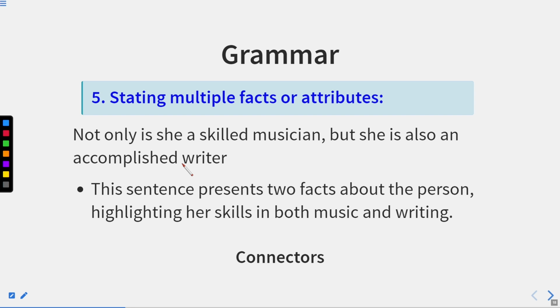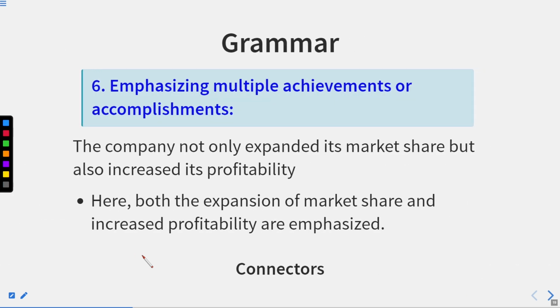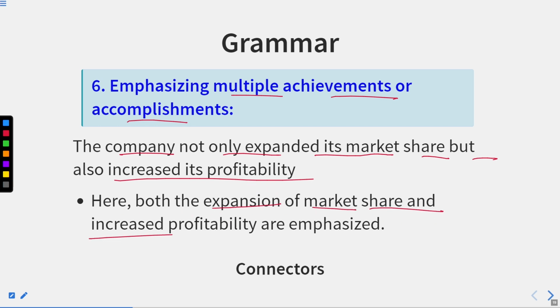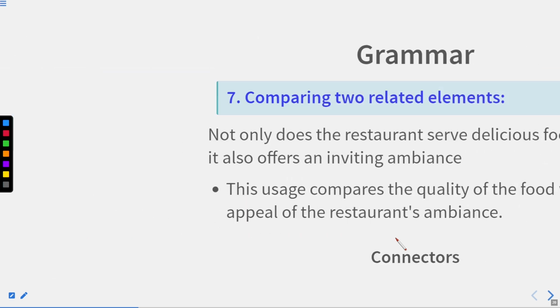As you can see in the sentence, not only is she a skilled musician, but she is also an accomplished writer. So here we have two facts, and we are joining these together with the help of not only and but also. Emphasizing multiple achievements or accomplishments: the company not only expanded its market share but also increased its profitability. Here, both the expansion of market share and increased profitability are emphasized.